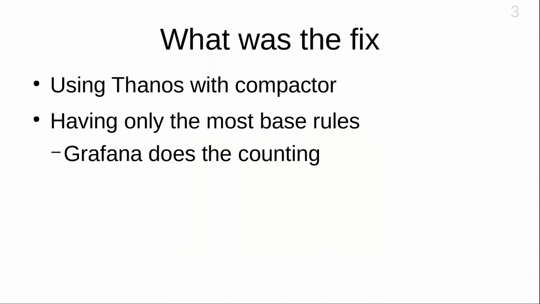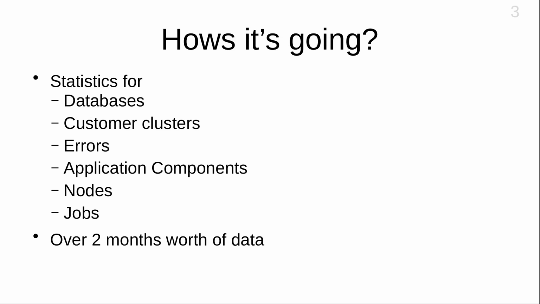And the actual fix was using Thanos compactor. Compactor keeps the data out of Prometheus in its own storage. And then we did really massive rule pruning. Basically, we kept just the most simple basic rules that we could have and let Grafana do all the counting. And now we have statistics for databases, for those customer clusters, which is all the instances, for errors in our logs, how many errors we have, each application component, nodes where it's running, the Kubernetes nodes, and for those jobs, which are dedicated pods. And we have several months of data.